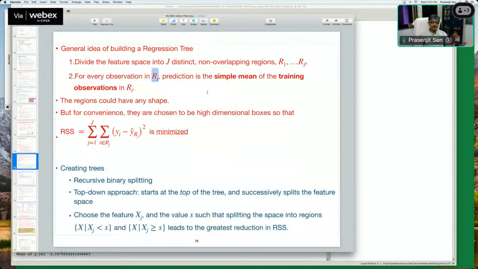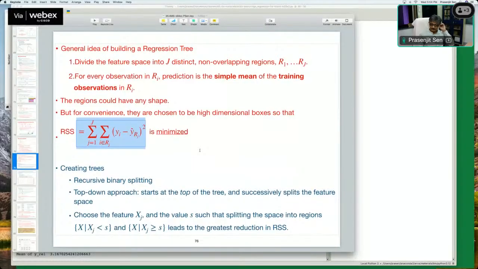What you have to understand is how this tree is created in a multi-dimensional feature space, and what the nuances of it are. And eventually I'll show you that this works much better than a linear model. In general, the regions could have any shape, but for convenience they are chosen to be high dimensional boxes. So the cuts are always parallel or perpendicular to one of the axes. And what you are minimizing is, of course, again the residual sum of squares for a regression problem.